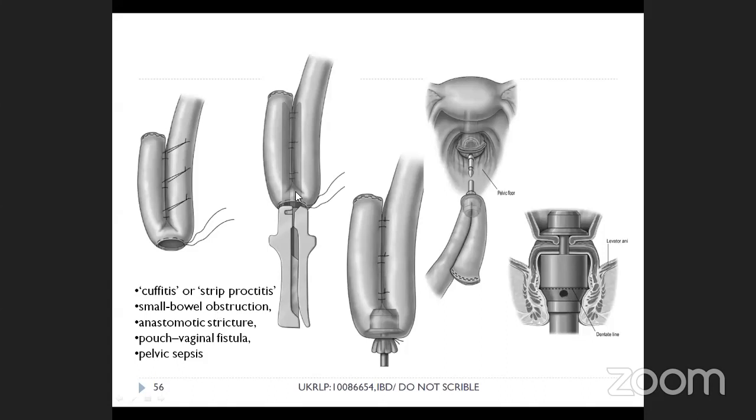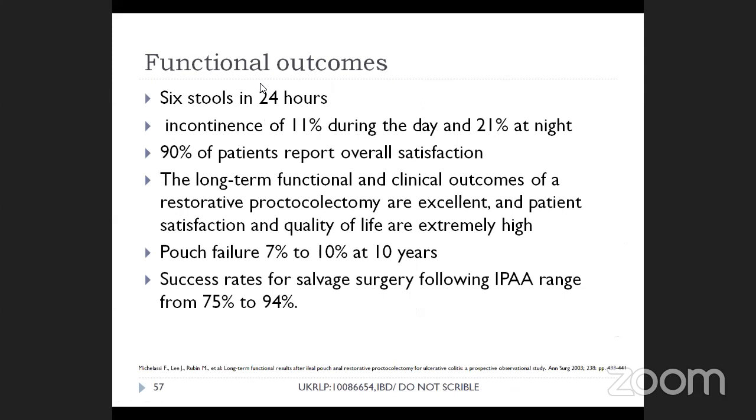So the functional outcome. After any pouch surgery, IPAA surgery, the functional outcome will be 6 stools in 24 hours. That's normal for any ileal pouch surgery. That's actually a good outcome if the patient has 6 stools per day. Incontinence is less common during the daytime, like 11% during the day and 21% at night time.